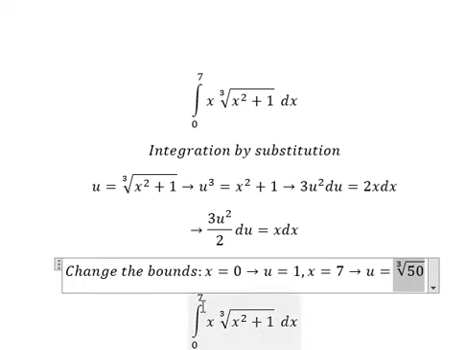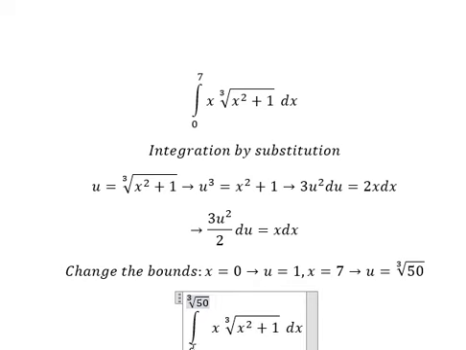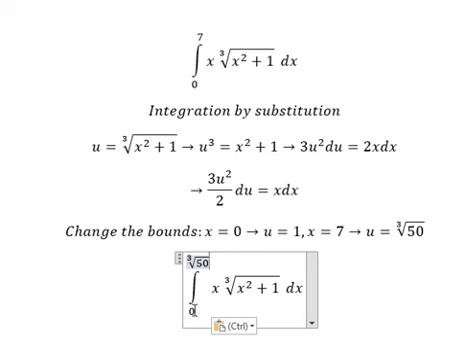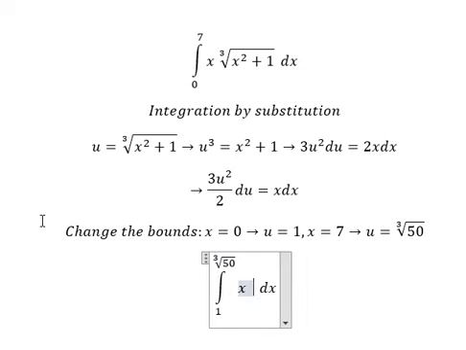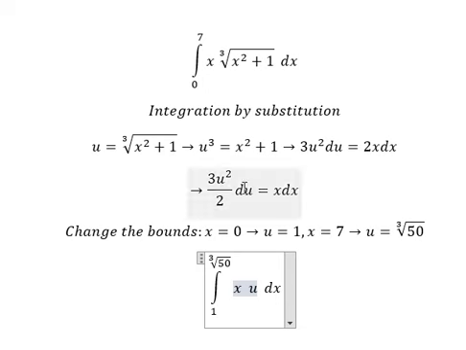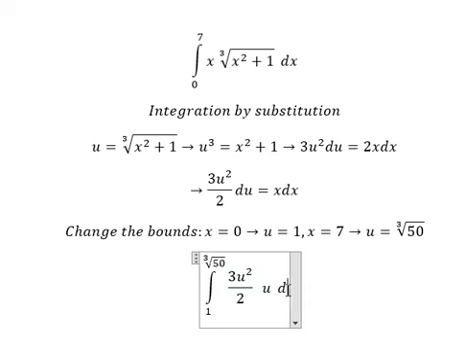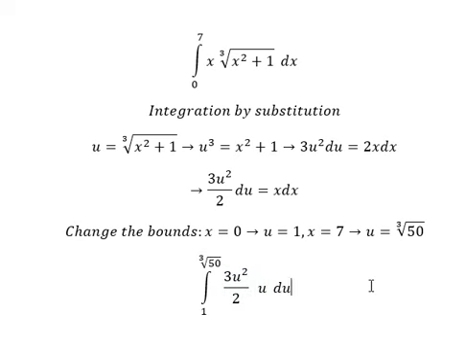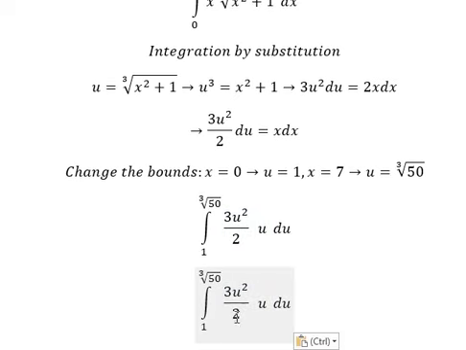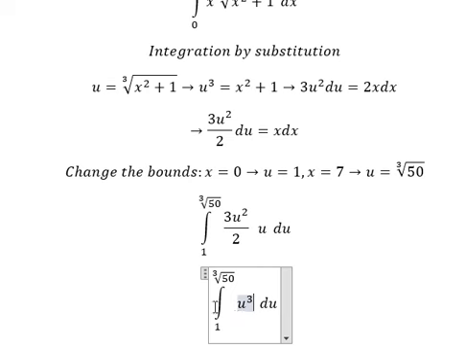So this one I will put in here. Number 0 becomes number 1. This one is u. The s, we change for this one. So I will put 3 over 2 outside. U squared and u, we have u to the power of 3.